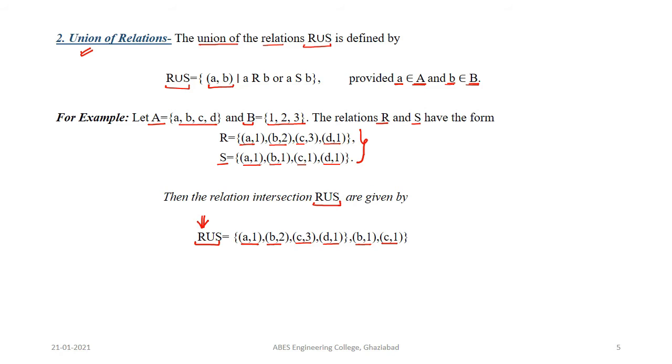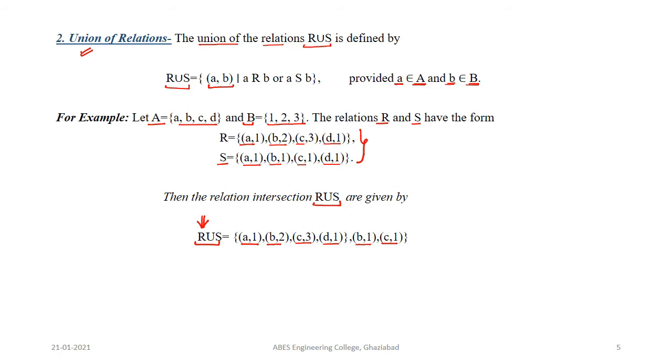Now, if we have to represent R union S symbolically, R union S will contain the ordered pairs (a, b) such that a is related to b in R or a is related to b in S. So the ordered pairs which are in the relation R or the ordered pairs which are in the relation S will all come inside the union of the two relations R and S, where a is an element of the set A and b is an element of the set B. So in simple terms, we can say that the union of two relations will consist of the ordered pairs which belong either to the relation S or to the relation R.